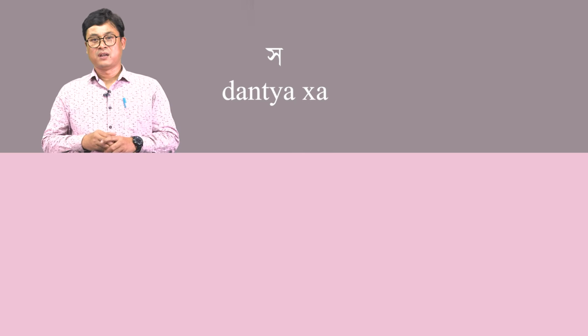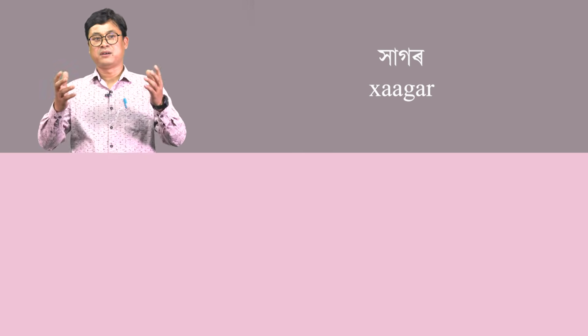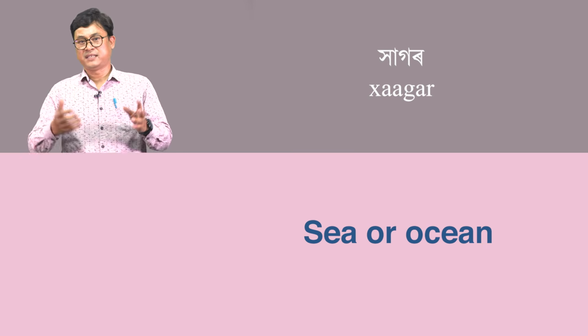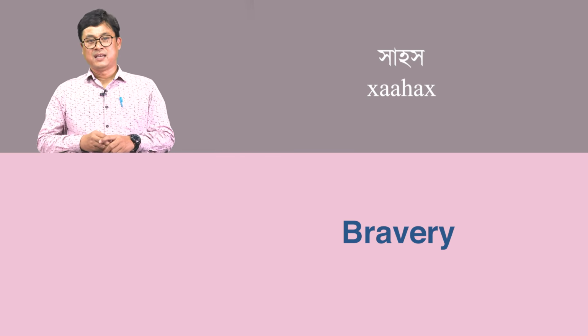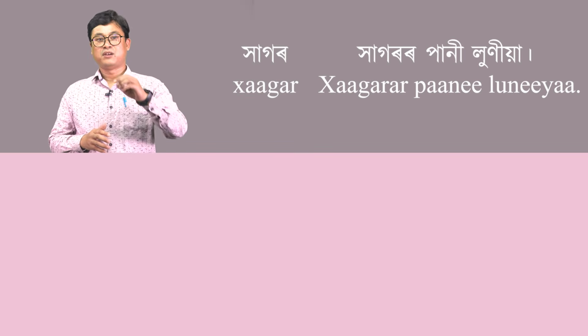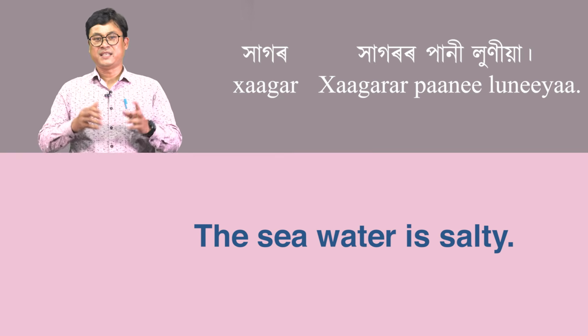Ho for homoy, which means time. Hagor, that means sea or ocean, and hahok, which means bravery. Let's make one sentence using hagor. Hagoror pani lunia, that means the sea water is salty.